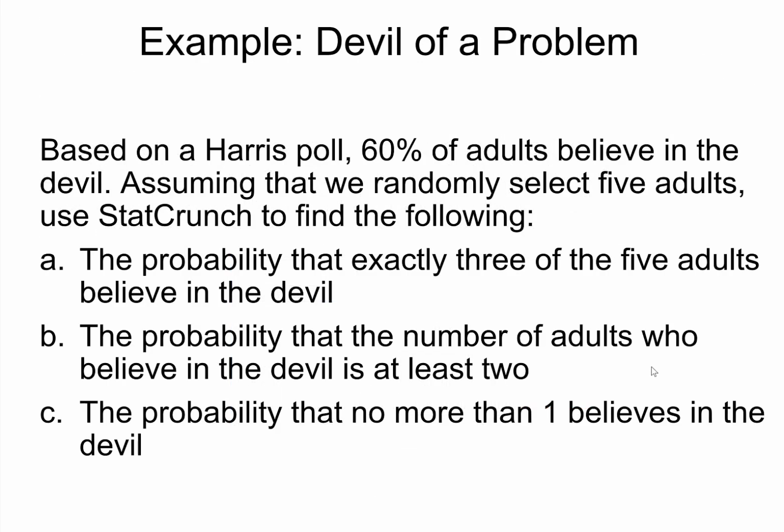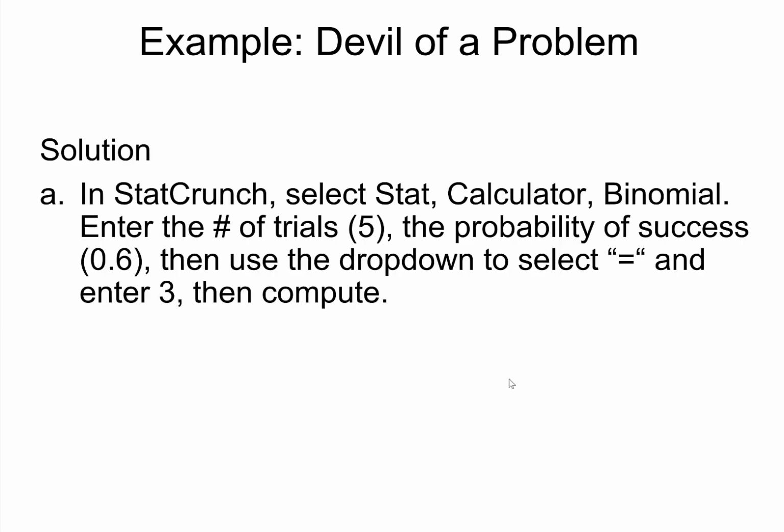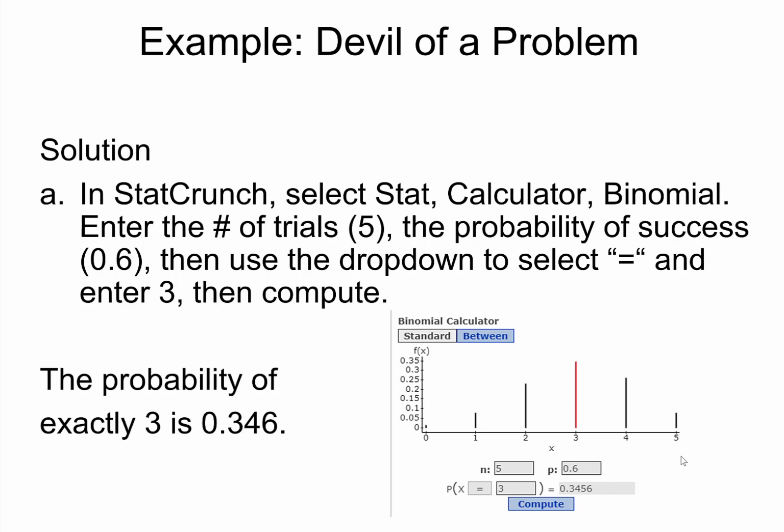Another example, in a Harris poll, 60% of adults believe in the devil. Assuming we randomly select 5 adults, use StatCrunch to find the following: the probability that exactly 3 of the 5 believe in the devil, the probability that the number of adults who believe in the devil is at least 2, and the probability that no more than 1 believes in the devil. So I gave you some different wordings here so we can see how you adjust that drop-down menu in the binomial tool. For the first example, we've got 5 trials, a probability of success of 0.6, and I'm going to use an equal to for 3. Pretty straightforward on this one, and we get a probability of 0.3456, or 0.346.